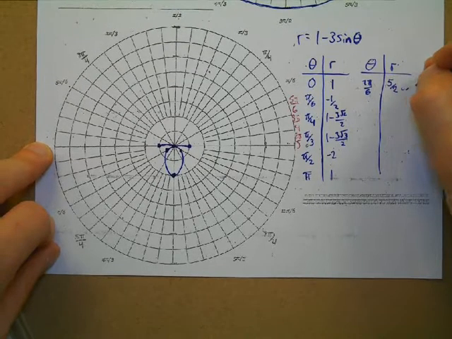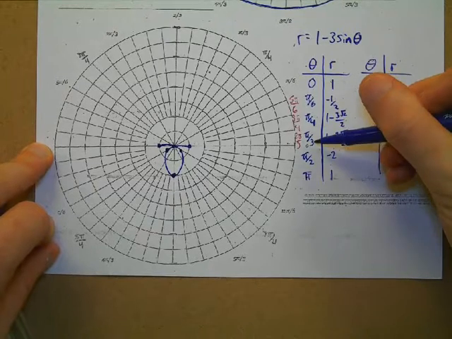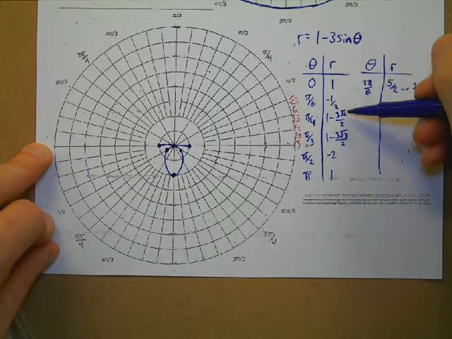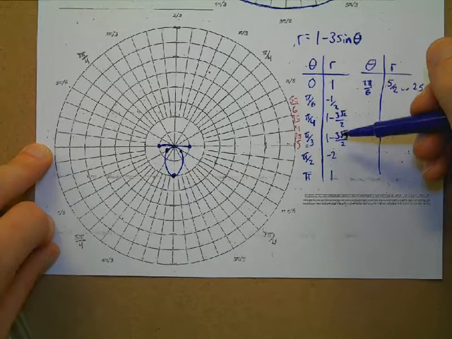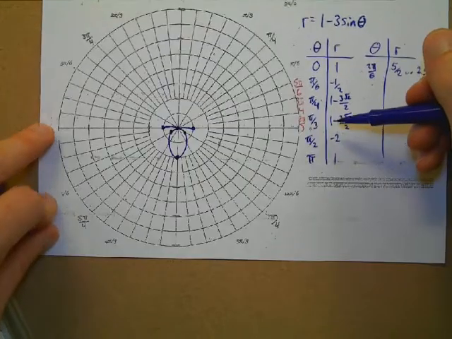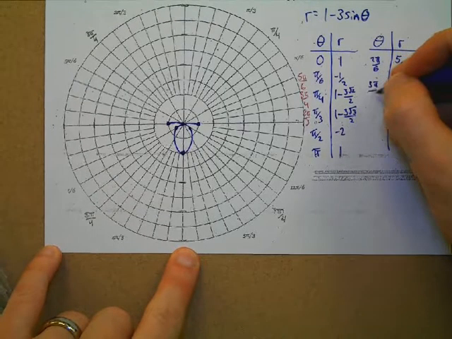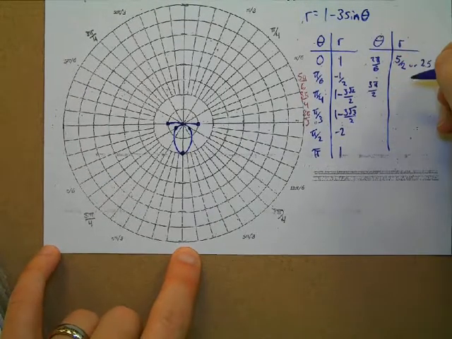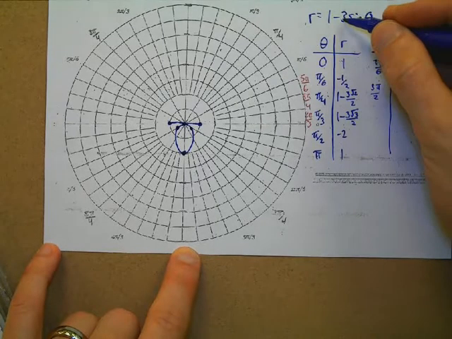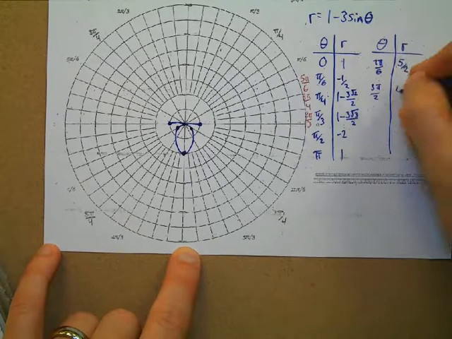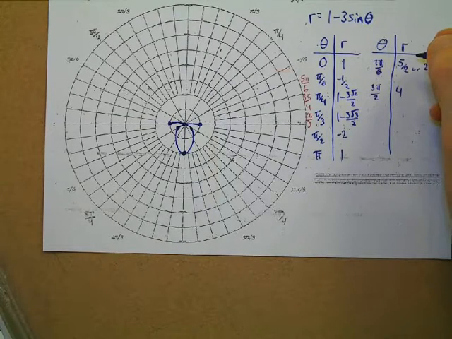Negative 1 times negative 3 is positive 3, plus 1 is 4. Okay, so let's try and graph this then. We've got 7 pi over 6. We're going to go out 5/2, or 2.5. So 1, 2.5, right there. And then 3 pi over 2 to 4. So here's 3 pi over 2. So 1, 2, 3, 4. Point right there. And so you can kind of see how we'll have to go around like that.